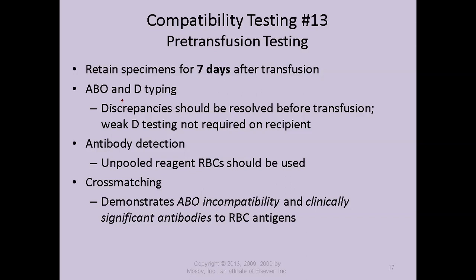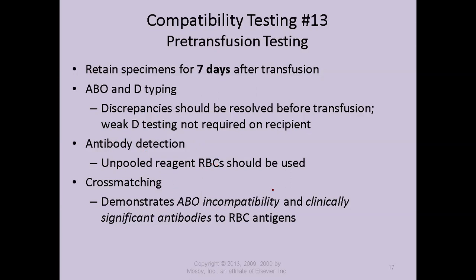We can't say, oh, they forward type as A and they reverse type as O. No, not good enough. It has to be one type. And we do not have to do weak D testing on the recipient. So think about it. If our recipient on forward typing comes up as D negative, no big deal. We're going to classify them as Rh negative and give them an Rh negative unit, which will not harm anyone. Okay, so even if they were weak D positive, getting an Rh negative unit is not going to hurt. When we're doing our antibody detection, our antibody screen, our reagent screening cells must be unpooled.